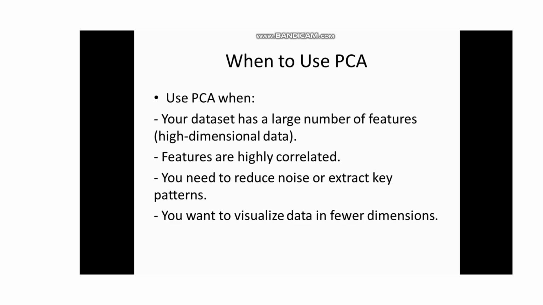So when to use principal component analysis? We use it when our data has a large number of features. Second, when the features are highly correlated. Third, when you need to reduce noise or extract key patterns. And lastly, when you want to visualize data in few dimensions. Now, the use of features here. Features are the same thing as variables, but not all variables are features. The variables that we can call features are those variables that are included for the purpose of the analysis.